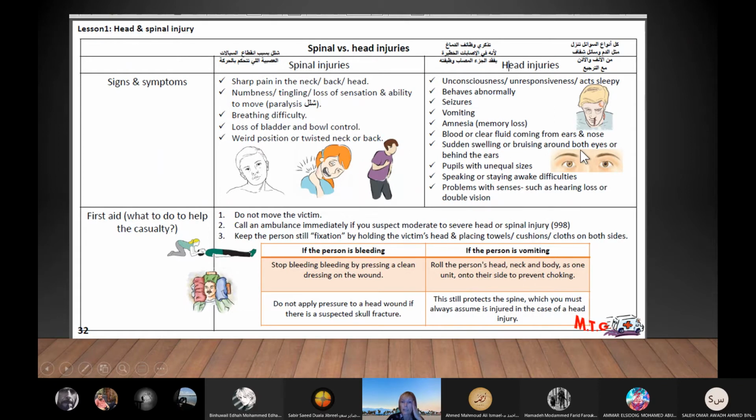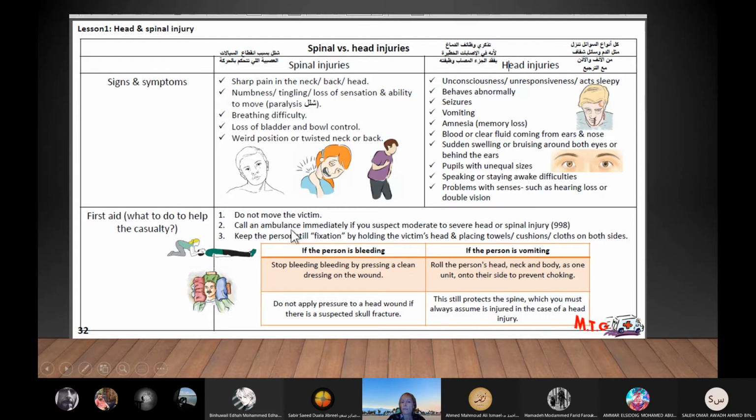So if you see swelling at some area of the brain, and their pupils. So you can see the eyes here. This pupil is very small, and this pupil is very big. So they're unequal. That's another sign of head injury.